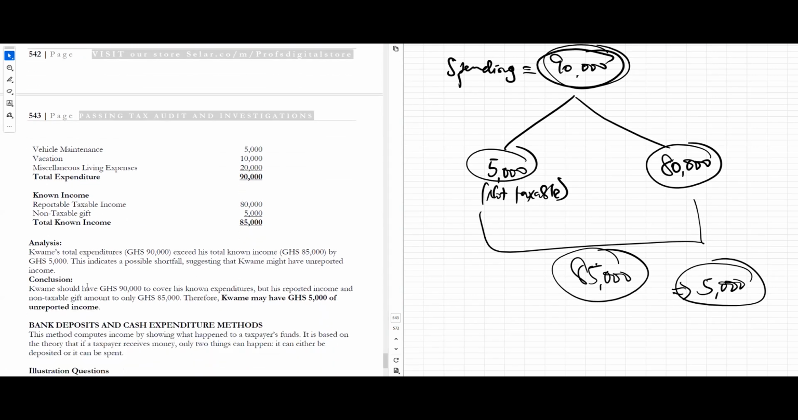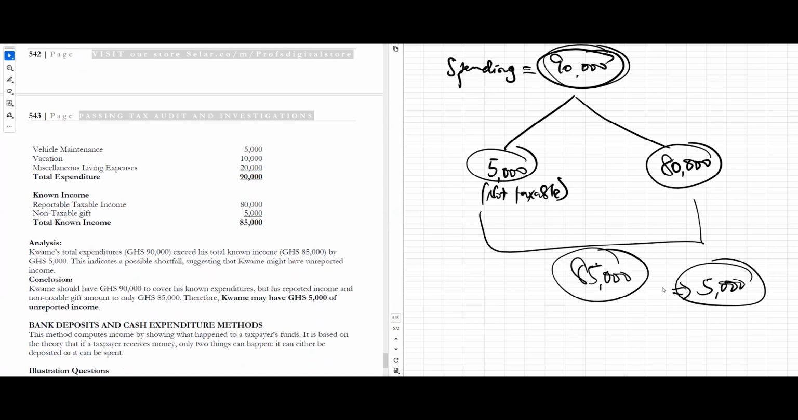So our analysis is that Kwame's total expenditure of 90,000 exceeds his known income of 85,000 by 5,000, right? It indicates a possible shortfall, suggesting Kwame might have unreported income. So the conclusion is that Kwame should have 90,000 to cover his known expenditure, but his reported income and non-taxable gift only amount to 85,000. Therefore, Kwame may have 5,000 of unreported income. So GRA is going to make him pay tax on that, or even pay penalties if need be.